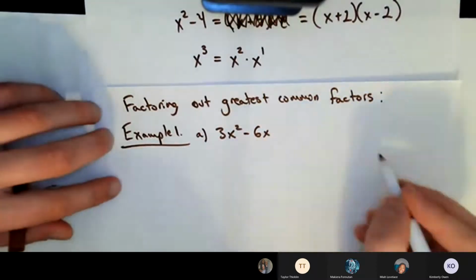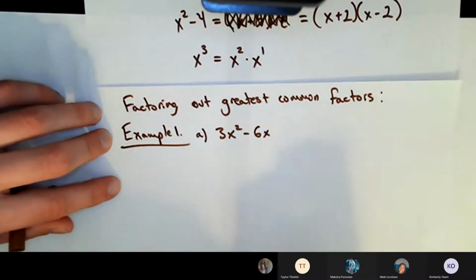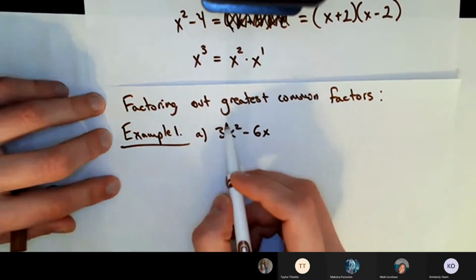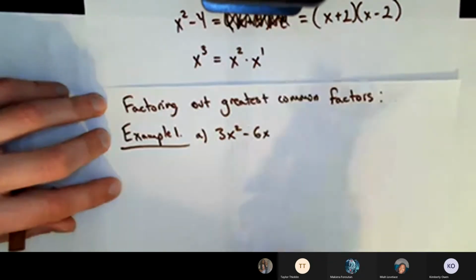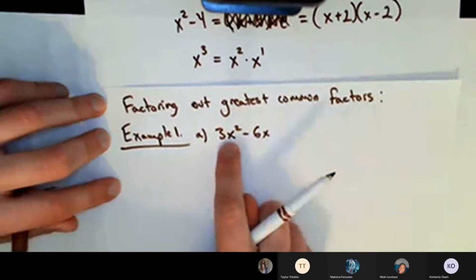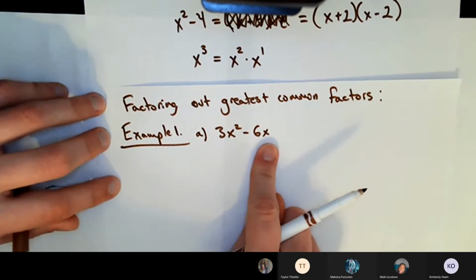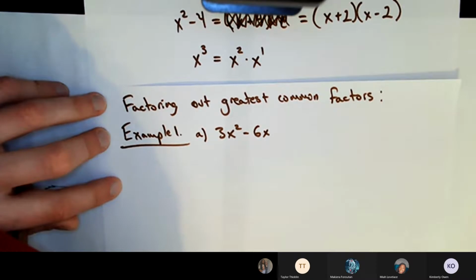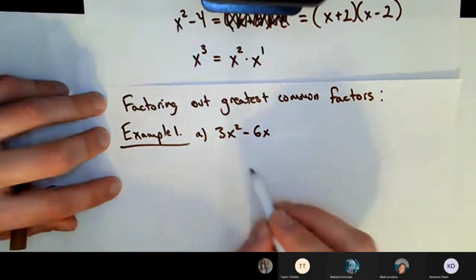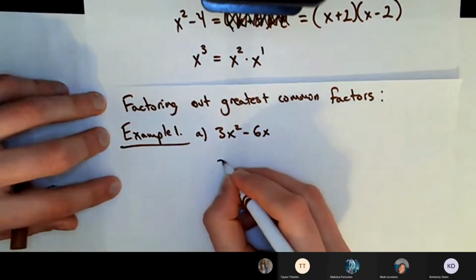So how can we factor out the greatest common factor from this thing? Well, what it means to factor out the greatest common factor implies that there's at least 2 terms here, and there's a 3x squared and a negative 6x. We want to figure out what is the greatest factor that we can get out of both of these terms.